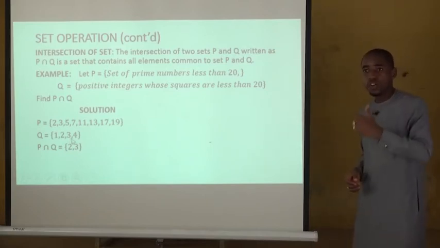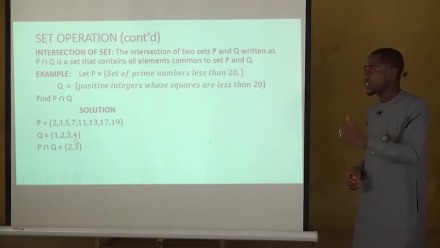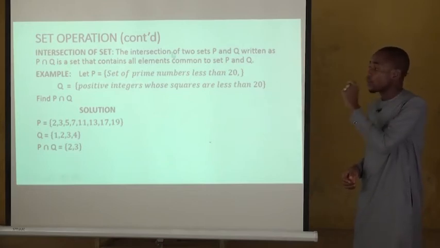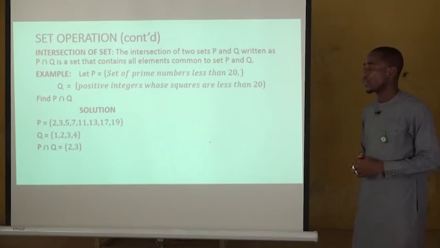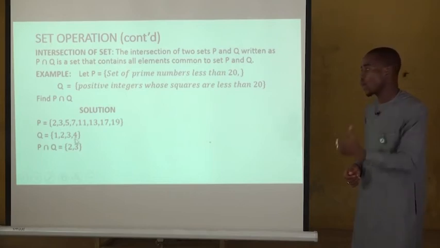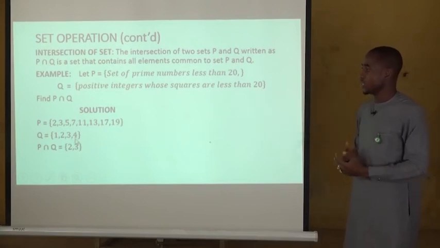Then 4 squared is 16, that is 4 times 4. And 16 is less than 20, therefore 4 is also included in set Q. 5 squared is 5 times 5. Now 5 times 5 is 25. And 25 is greater than 20. So therefore 5, 6, and above will not be in set Q. So the only elements or members of set Q will be 1, 2, 3, and 4. Because they are the only numbers whose squares give a value less than 20. Then P intersection Q.